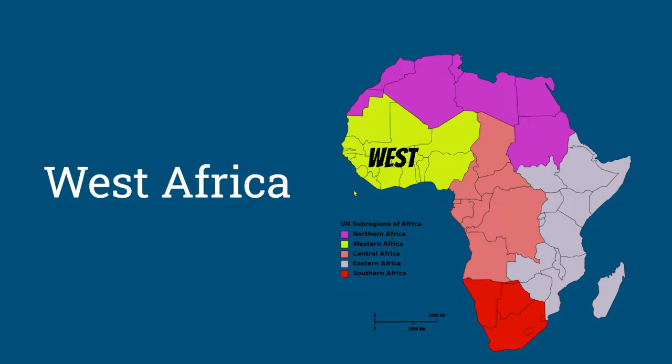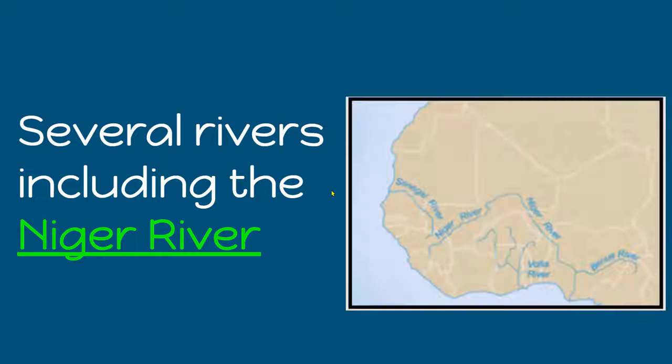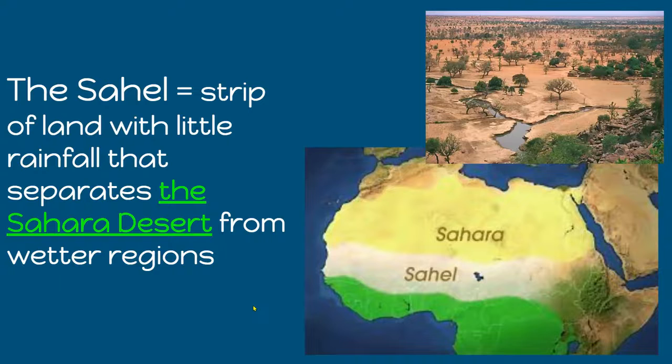Our next region is known as West Africa. We have a variety of rivers that run through West Africa. The most influential and impactful would be the Niger River right here. The Niger River is going to be the foundation for our West African kingdoms that we will be talking about, and the ones that ultimately control the trans-Saharan trade route and the gold salt trade route.